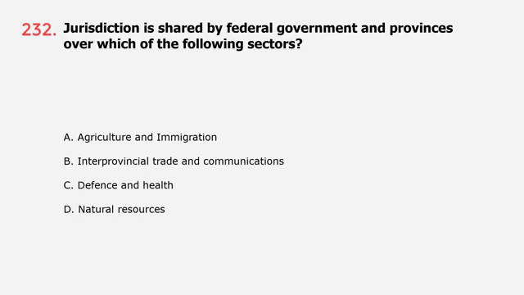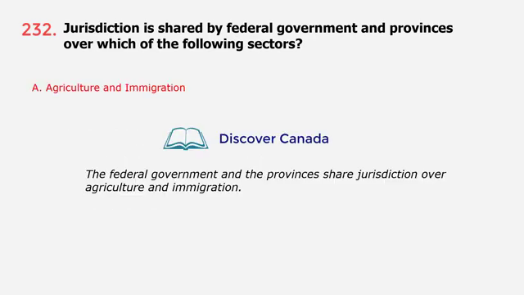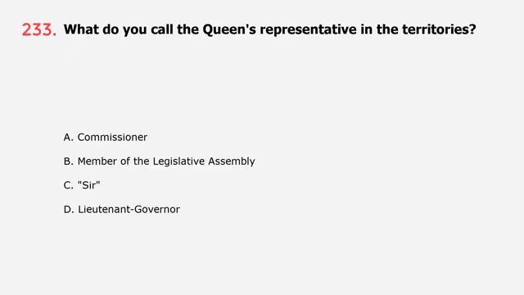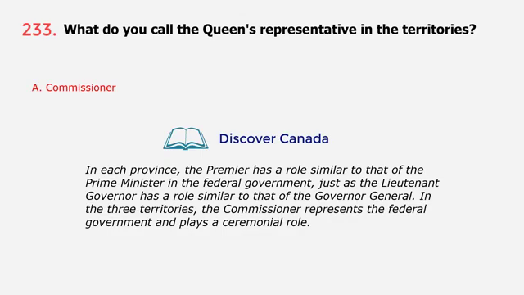Question 232. Jurisdiction is shared by the federal government and provinces over which of the following sectors? A. Agriculture and immigration. B. Interprovincial trade and communications. C. Defense and health. D. Natural resources. The answer is A. Agriculture and immigration. Question 233. What do you call the Queen's representative in the territories? A. Commissioner. B. Member of the Legislative Assembly. C. Sir. D. Lieutenant Governor. The answer is A. Commissioner.